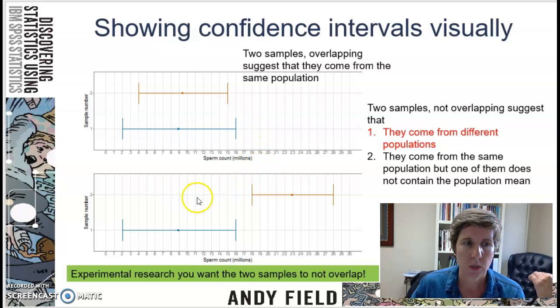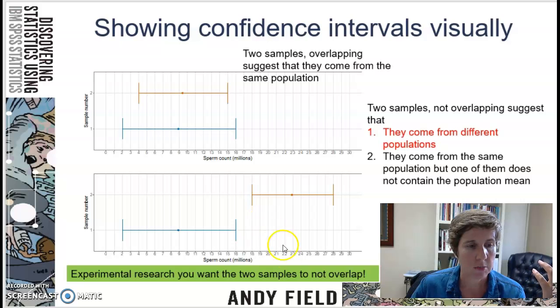Now when we come down here and we look at sample one and sample two, they are very different from each other, and they fall outside of each other's confidence intervals. So there's two conclusions we can draw. Either they come from different populations, or they come from the same population, but one of them does not contain the population mean. Now, when you create a 95% confidence interval, 5 out of 100 are not going to contain the mean. So it's a pretty small probability that these do not contain the population mean. And ultimately, we're saying that they come from different populations.